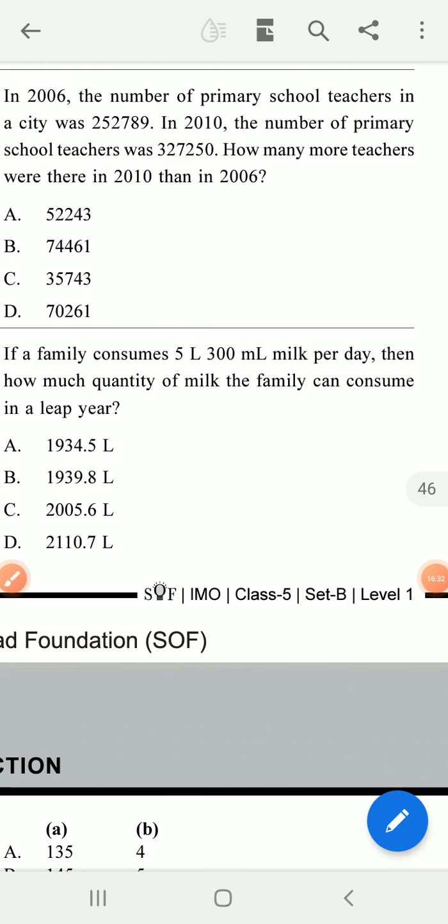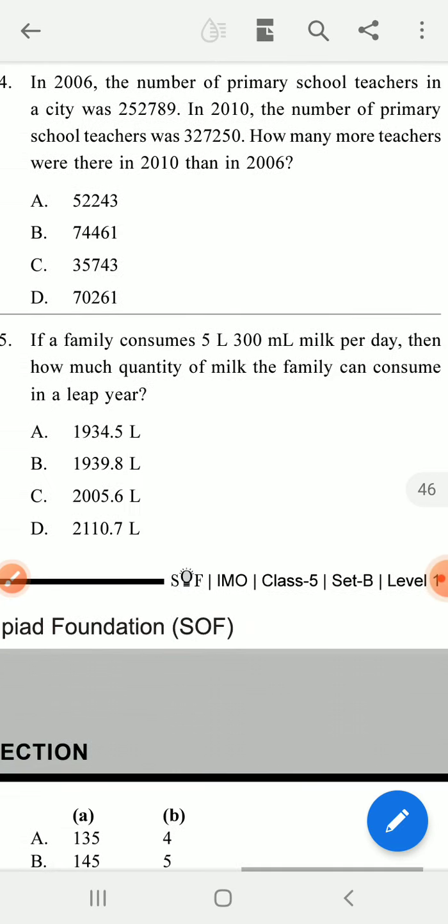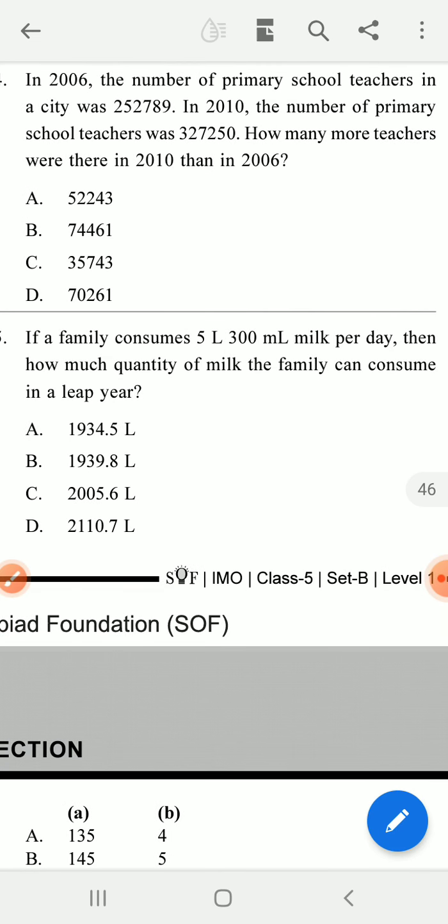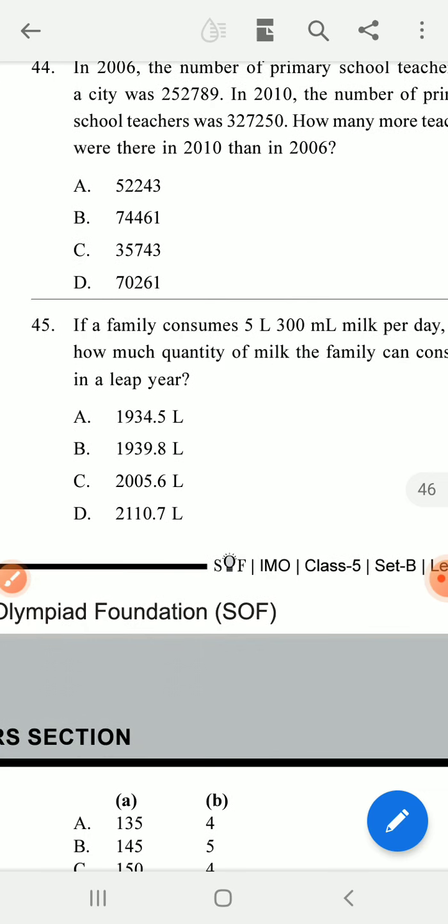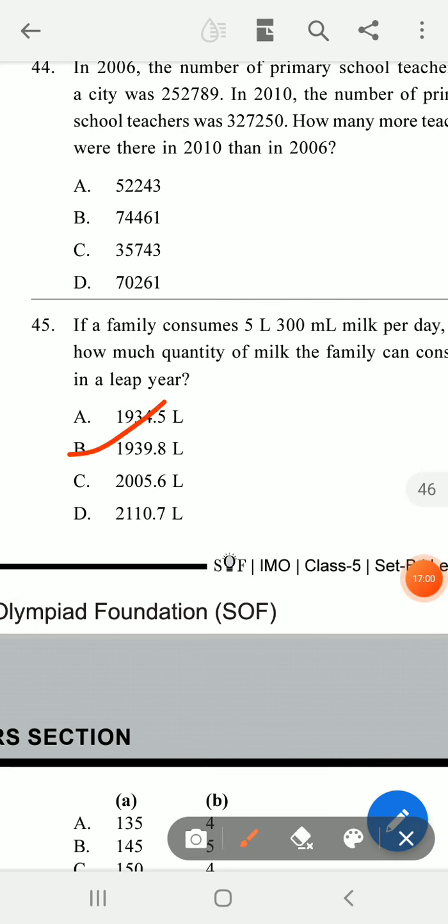If a family consumes 5 liter 300 milliliter of milk per day, then how much milk can the family consume in a leap year? A leap year means 366 days. So one day you know. For 366 days, how can you find out? Change 5 liter 300 milliliter into liter, and then multiply it by 366. Then you get the answer. Answer is 45B. First change 5 liter 300 milliliter to liter and then multiply by 366.